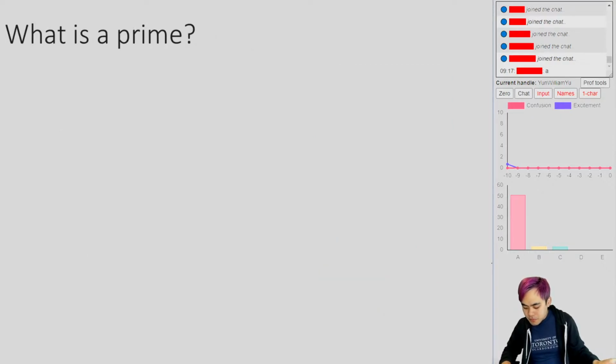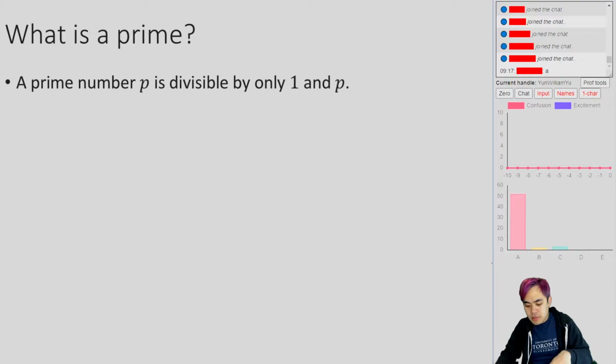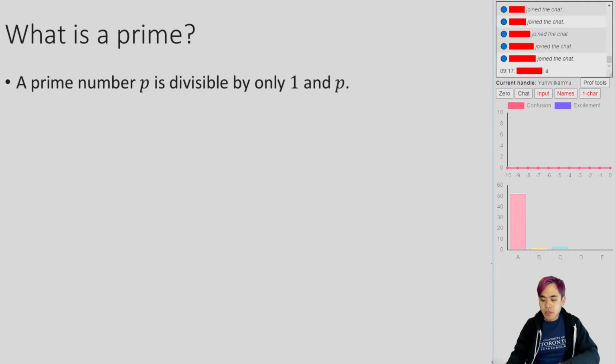So now, what is a prime? We talked about Lego building blocks. Let's go back and talk about the multiplicative building blocks of the natural numbers, the prime numbers. So a prime number is divisible by only 1 and p. Remember, that's how we define these things. And so, for example, you have something like a prime p.